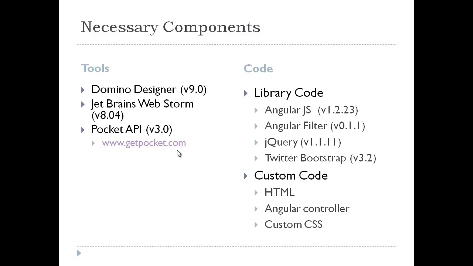I also needed the Pocket API. You can find information on that at getpocket.com. And then the code that I'm using: AngularJS, obviously, Angular filter, which is an extra dependency that allowed me to do a few things there, jQuery and Twitter Bootstrap, obviously. And then for my custom code, I have an HTML file, an AngularJS file, which includes the controller definition, and then just some very small additional CSS.